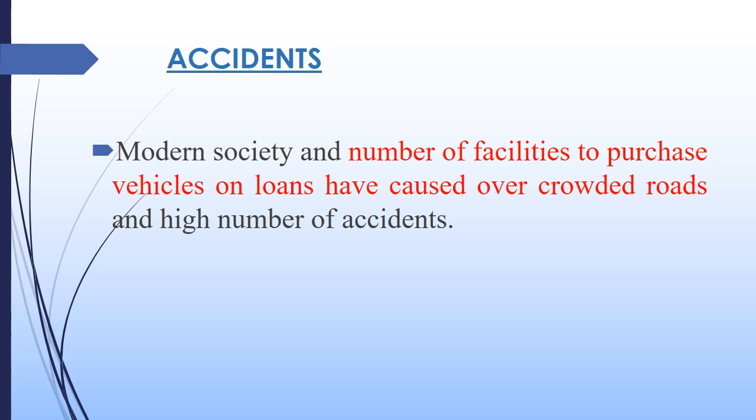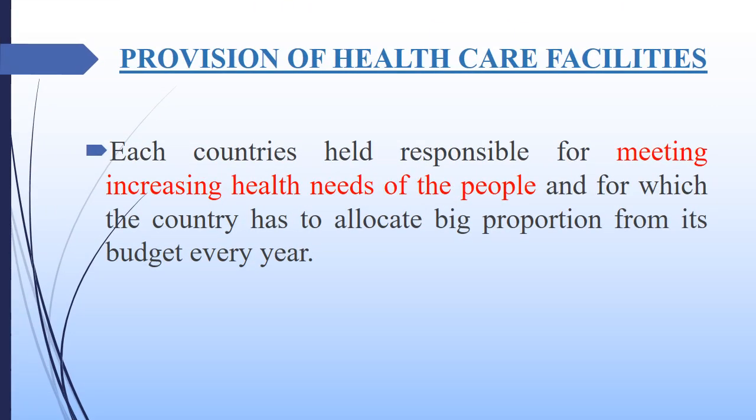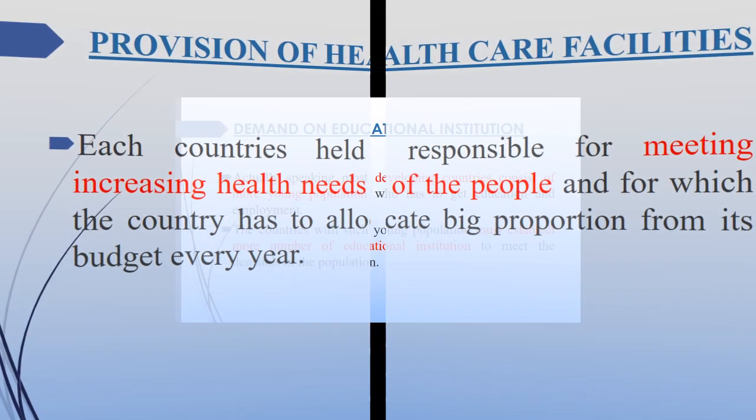Then provision of healthcare facilities. Each country is held responsible for meeting the increasing health needs of the people, and for which the country has to allot a big proportion of its budget every year. So provision of healthcare facilities also will be more, it will need more responsibility due to the population explosion.